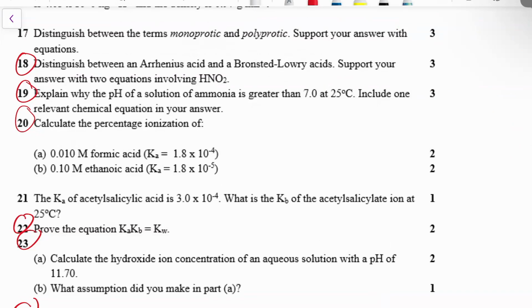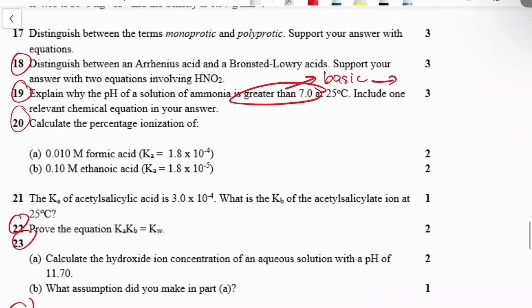They're telling me to explain that pH is greater than 7, but I don't really know what pH is. I don't really understand what it means to be greater than 7. What does a pH greater than 7 mean? What is the question actually asking me? Greater than 7 means it's basic. Yeah, exactly. So what they're actually asking me is to explain why the pH of ammonia is basic.